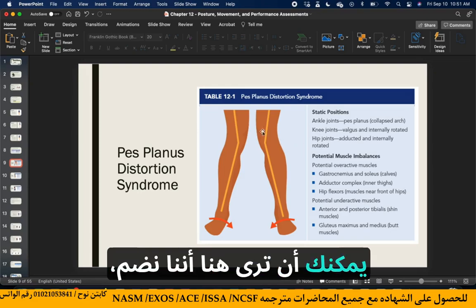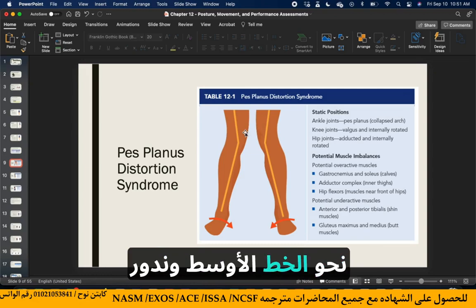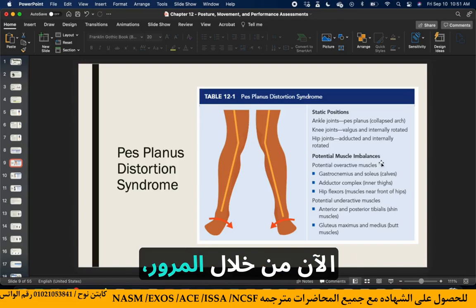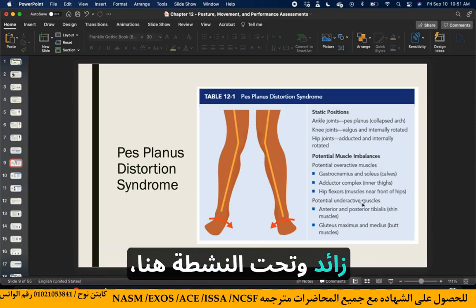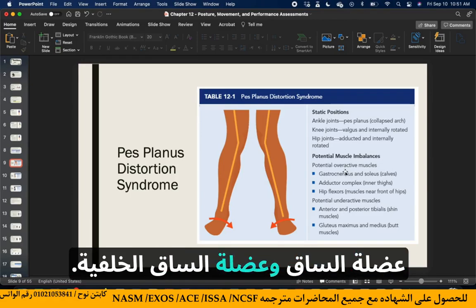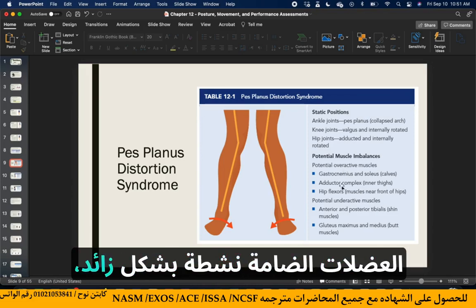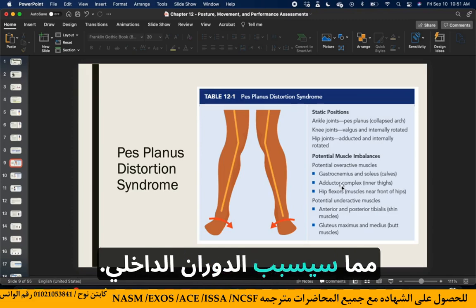At the hip joint, you can see here we're adducted, we're pushing our knees together, so we're going toward the midline and internally rotated as well. Now, going through, you can see the potential muscle imbalances. Pay attention to the over and underactive muscles here. Overactive would be the gastrocnemius and the soleus, so the calves are overactive, the adductors are overactive, pulling those knees in, and the hip flexors as well, which will cause internal rotation.